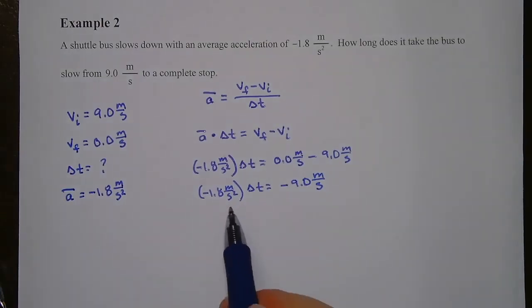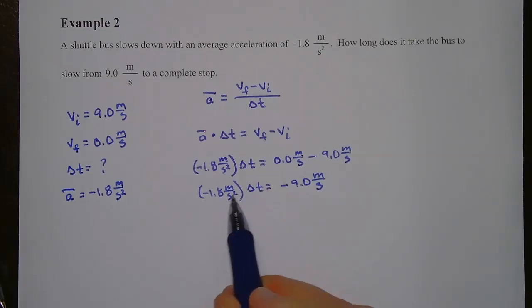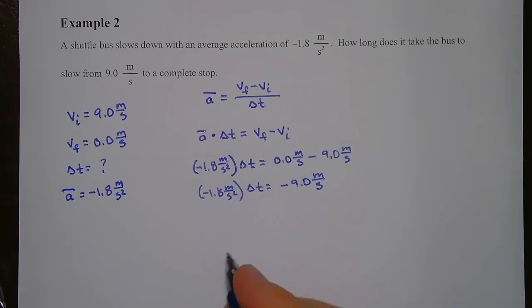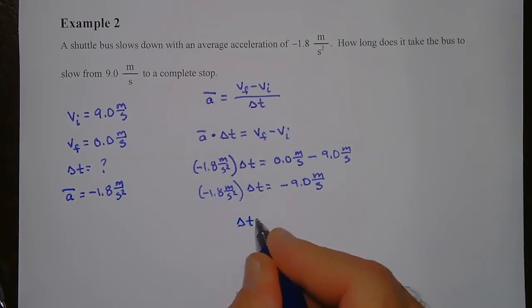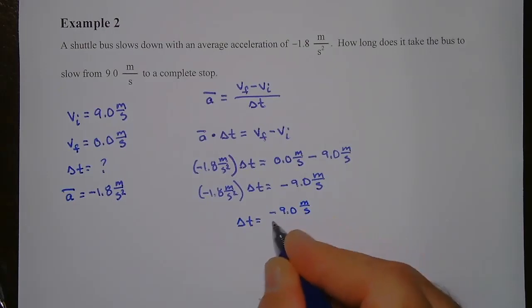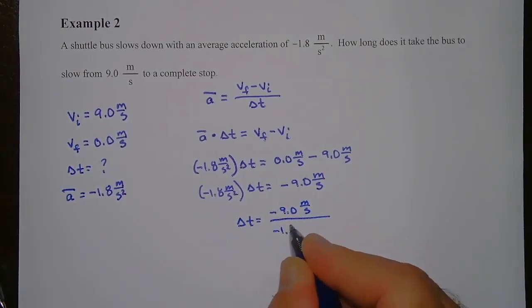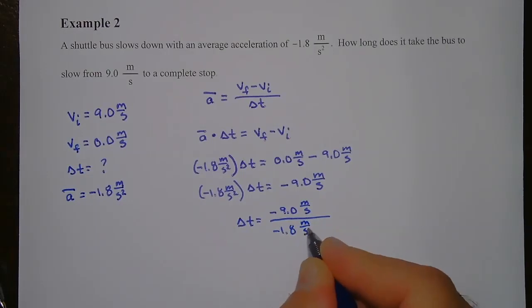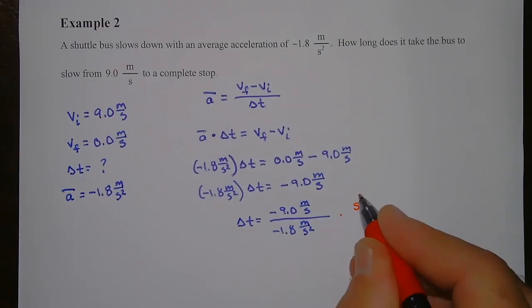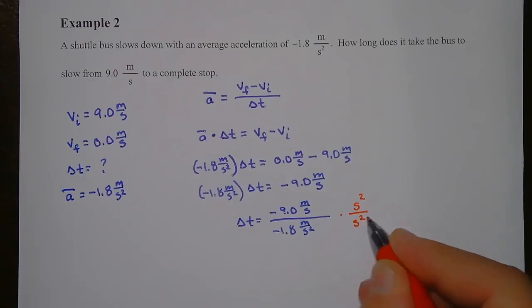So what I'm going to do is get this delta t by itself. Well, I'm multiplying by this, so to get delta t by itself, I'm just going to divide both sides by negative 1.8. So my delta t is equal to negative 9.0 meters per second divided by negative 1.8 meters per second squared. Now this time I need to get rid of this second squared. Multiplying by second squared will get rid of the second squared and it will also get rid of the seconds. So I'm going to multiply by second squared over second squared.